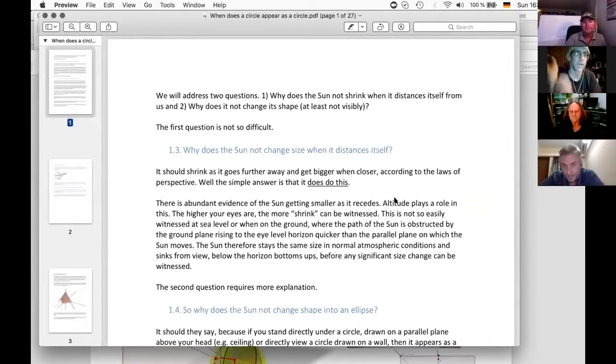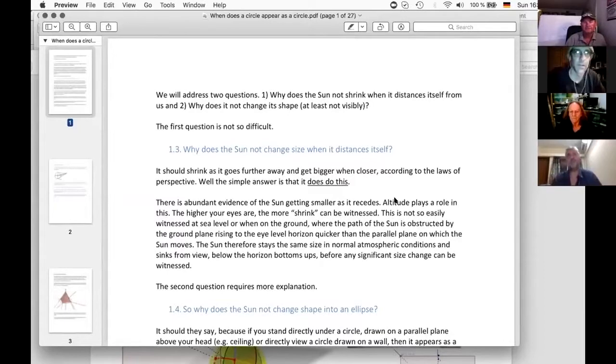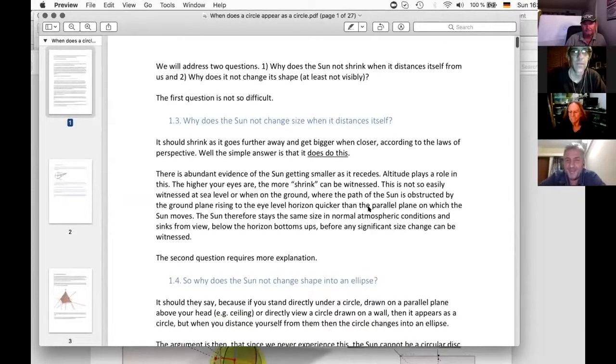Yeah. And intuitively, they're kind of correct, right? You can look at a circle on a wall, and if I move to the side of it, then it will look elliptical. But there's actually a few things in there that are very subtle.